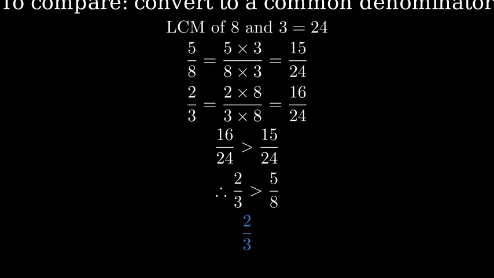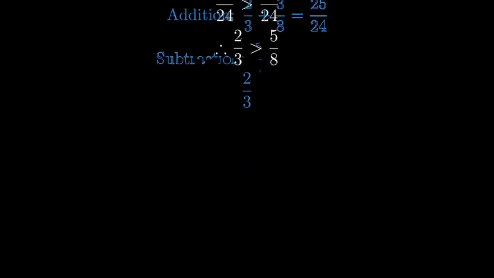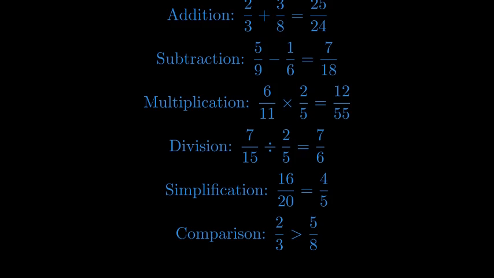Let's summarize the fraction operations we covered today. For addition and subtraction, find a common denominator, convert the fractions, then add or subtract. For multiplication, multiply the numerators and multiply the denominators. For division, multiply by the reciprocal of the divisor. To simplify, divide the numerator and denominator by their highest common factor, or HCF. To compare fractions, convert to a common denominator and compare the numerators.